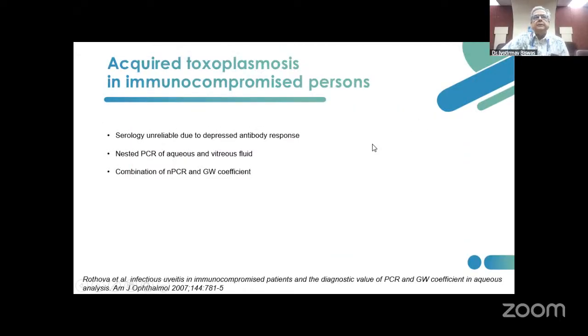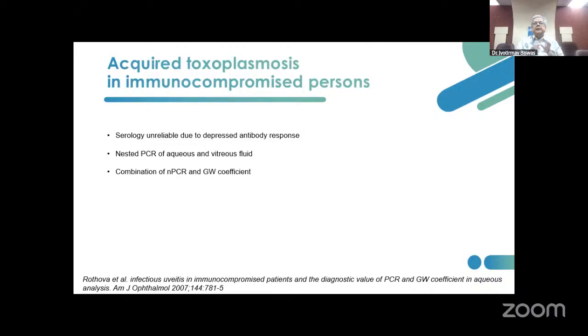Aqueous toxoplasmosis in an immunocompromised patient: radiology, serology is unreliable due to the depressed antibody response. Nested PCR from aqueous and vitreous fluid is helpful. Combination of the nested PCR and Goldmann-Witmer coefficient, as we have told.